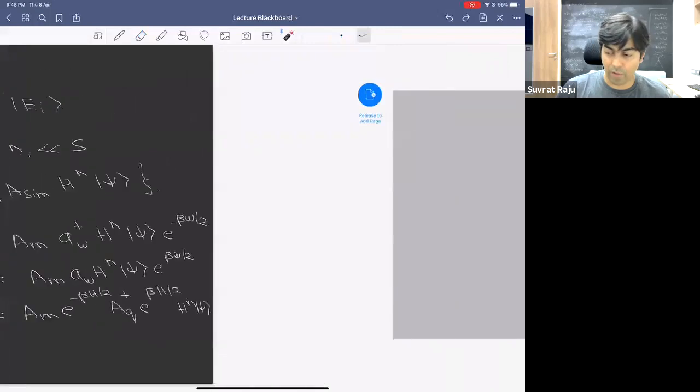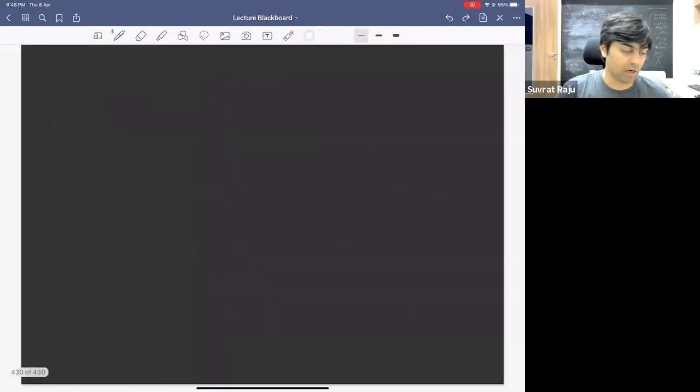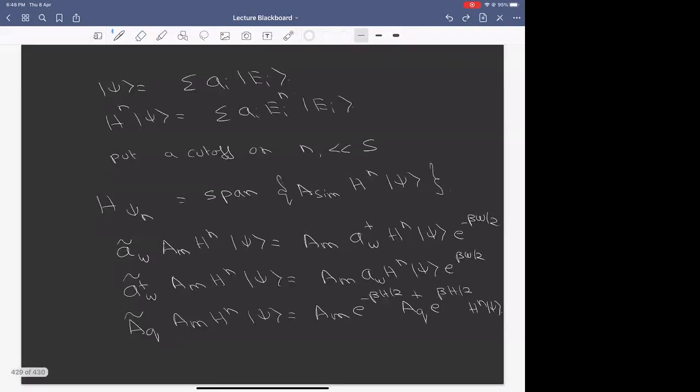I want to now show you explicitly that this gives you the correct commutators. Is there a question? Sorry, can I ask a question? So the space h n psi that you've defined, so that's sort of like the time evolved versions of psi, right?